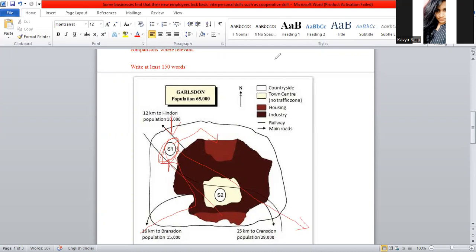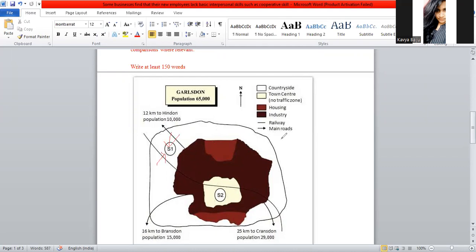So we have two major advantages here if this is constructed here, and that is that it's away from the hustle and bustle of the town, and it facilitates mostly the people of Hindon along with the people from the north of Garlsdon. You can see that it is well connected by roads and rail.